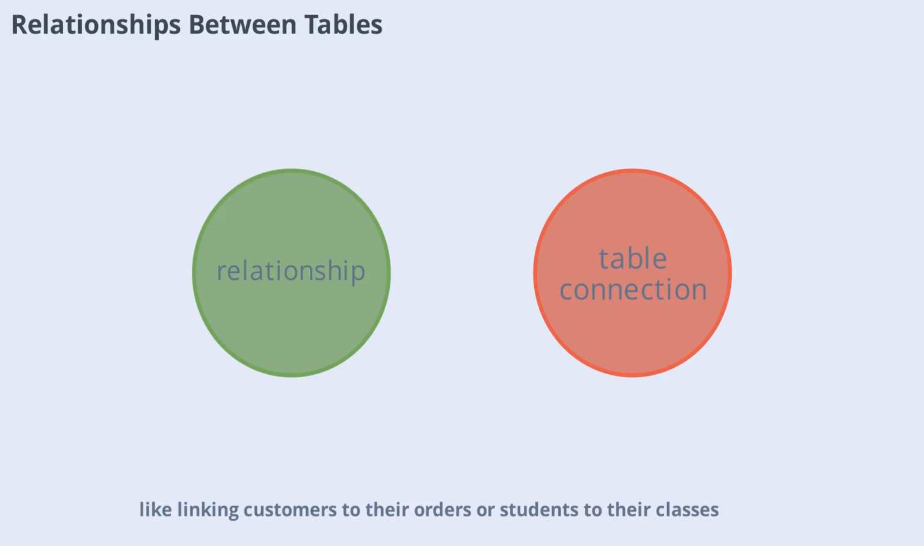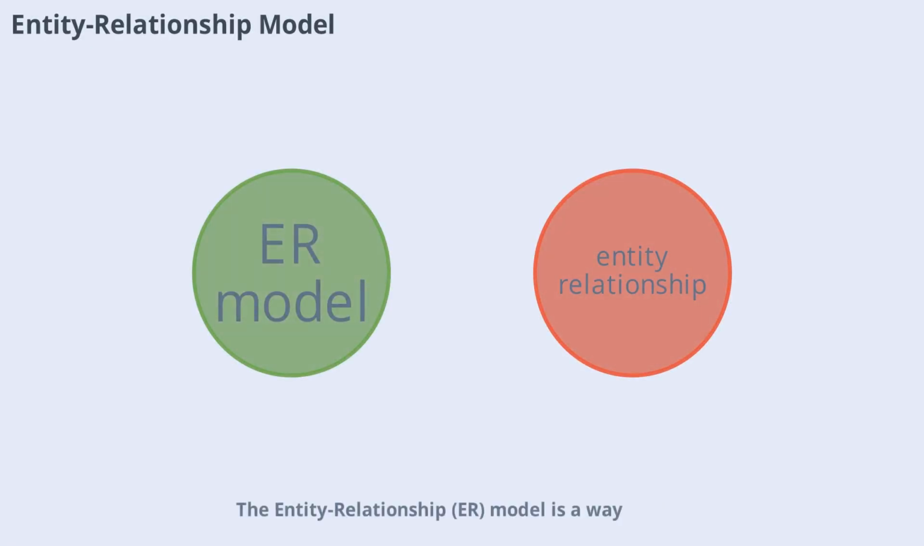An entity relationship model is a way to visually represent the structure of a database. It uses entities, things like people or products, and relationships, how those things are connected, to create a diagram of the database. Diagrams help in designing databases and understanding how data is connected.